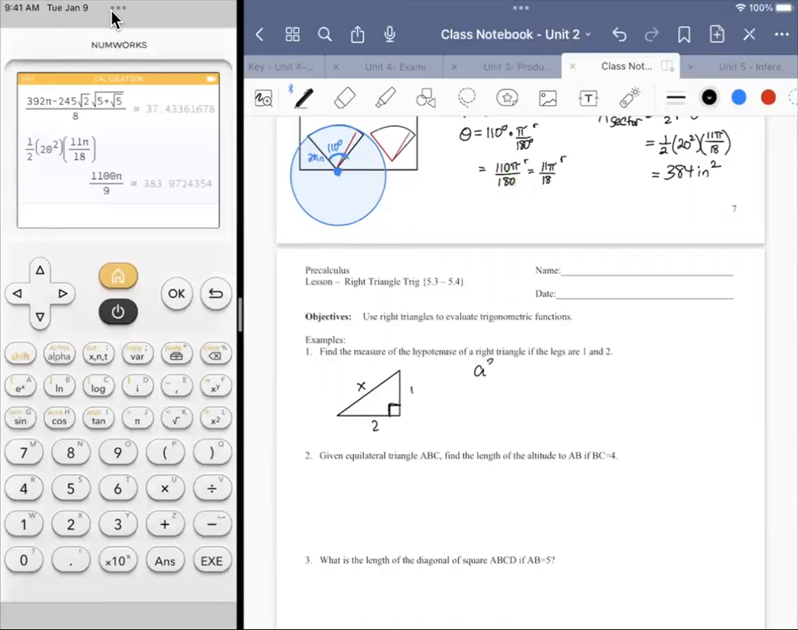In a right triangle, the relationship between the sides is that the sum of the squares of the legs is equal to the square of the hypotenuse, otherwise known as a squared plus b squared is equal to c squared. All right.